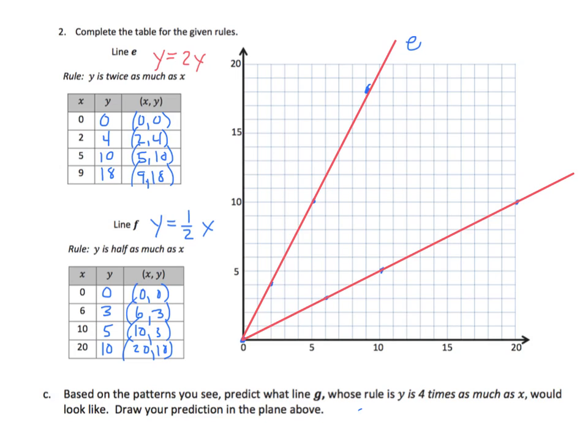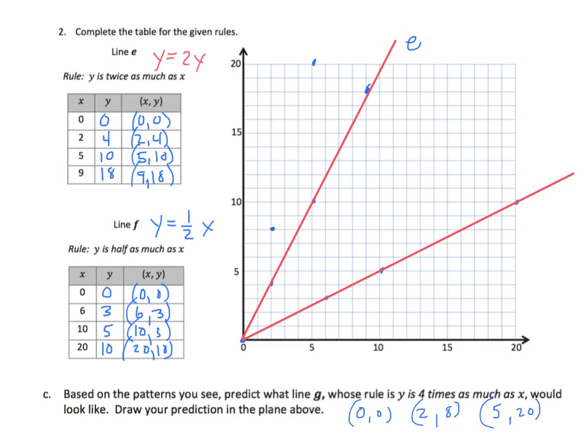So if I start with 0, I get 0, because 4 times 0 is 0. So we know it's going to go through the origin. I'll plot 2, and that would be 8. And I'll have 5 and 20. So these are each 4 times as much. So let's plot the points. I have one at the origin already. I'll go with 2 and 8. I'll go with 5 and 20.